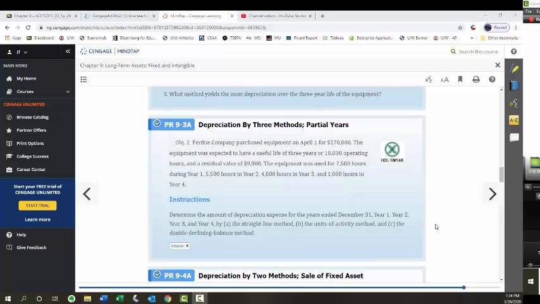Okay, the next problem I'm going to do is problem 9-3A. I'm going to modify this a little bit, because this is showing you how to depreciate for partial years if you buy a piece of equipment mid-year. I'm not going to do that because I'm not testing you on partial years. So what I'm going to do is assume that this is being purchased on January 1. Everything else will be the same, and so we'll do this problem based upon that list of assumptions.